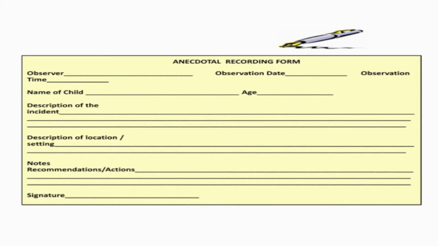The observer records exactly what was observed in the order the incident took place. After this, the observer writes recommendations or actions concluded as a result of the observation. The observer then signs the anecdotal record and keeps it in the child's file.